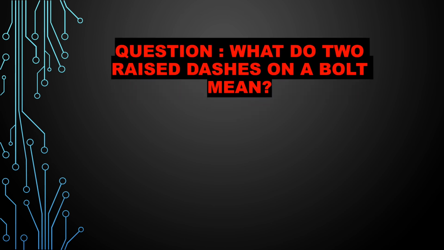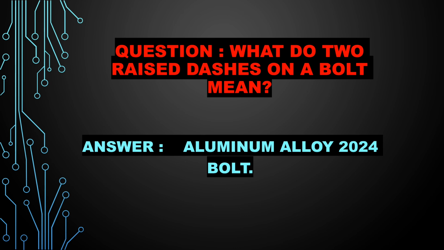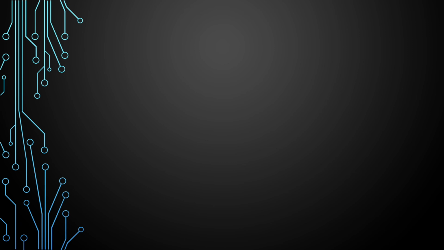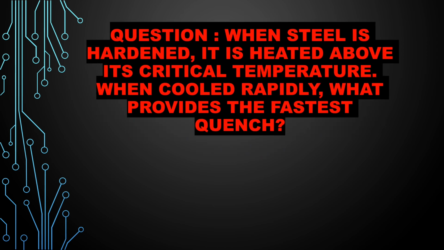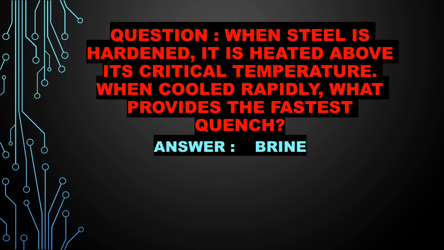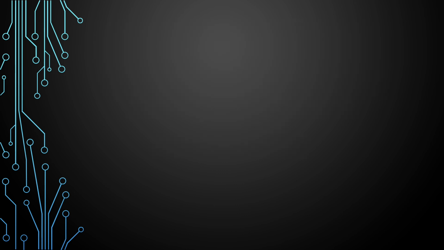Question: what do two raised dashes on a bolt mean? Answer: aluminum alloy 2024 bolt. Question: when steel is hardened, it is heated above its critical temperature. When cooled rapidly, what provides the fastest quench? Answer: brine.